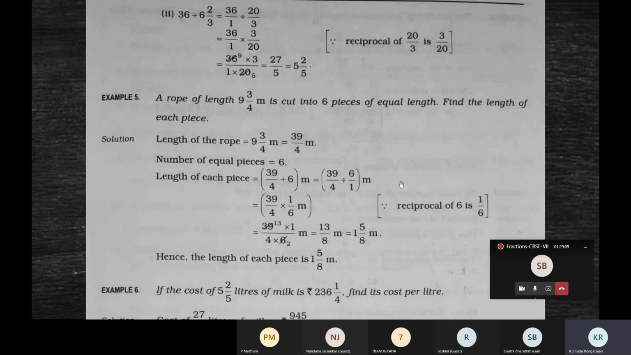But while dividing, like while adding, 10 plus 20 is the same as 20 plus 10. But when you subtract and divide, the order becomes important. 10 minus 20 is minus 10. 20 minus 10 is just 10. Similarly, when you divide, 10 by 5 is 2, but 5 by 10 is 1 by 2.